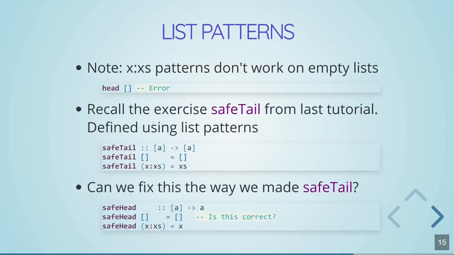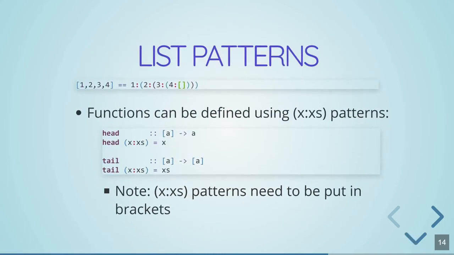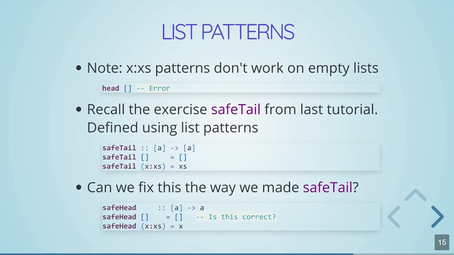Now, you need to note x colon x's doesn't pattern match to the empty list. So generally, whenever we write a function that pattern matches, you should basically never write functions like this that just pattern match on x colon x's. Whenever you're pattern matching on a list, you should always pattern match on at least x colon x's and the empty list. So these are the two scenarios.